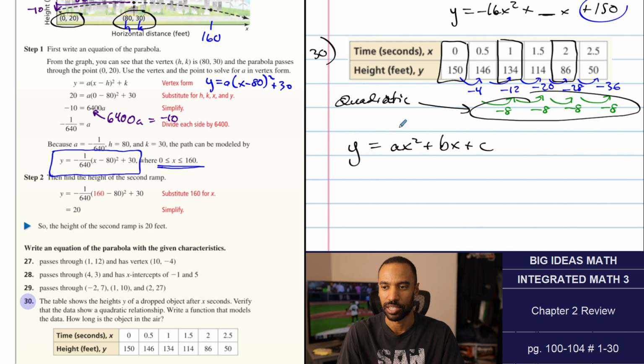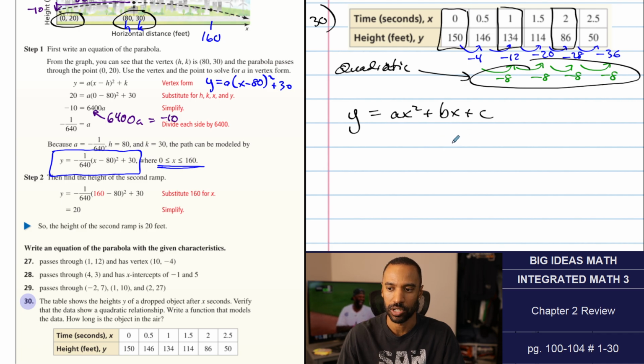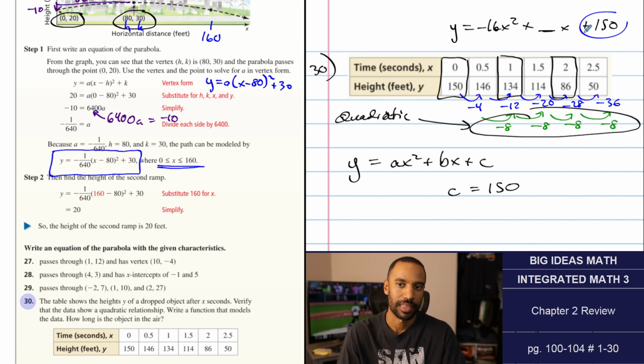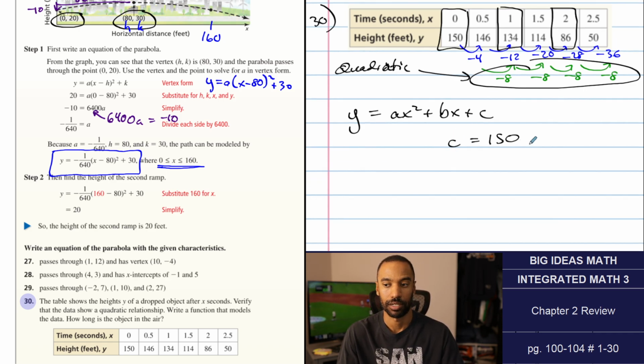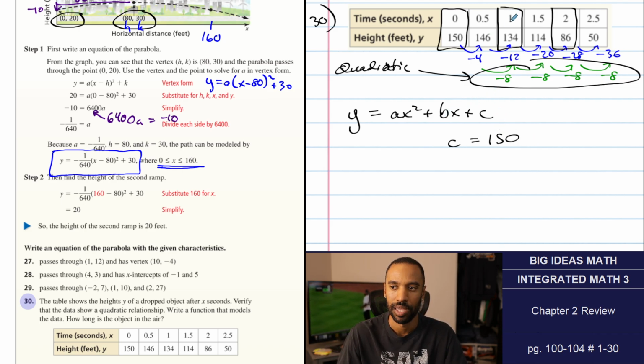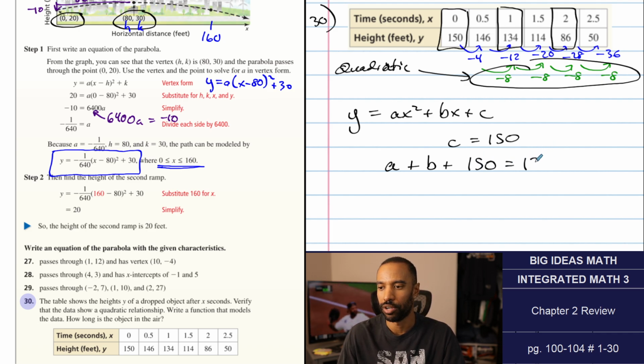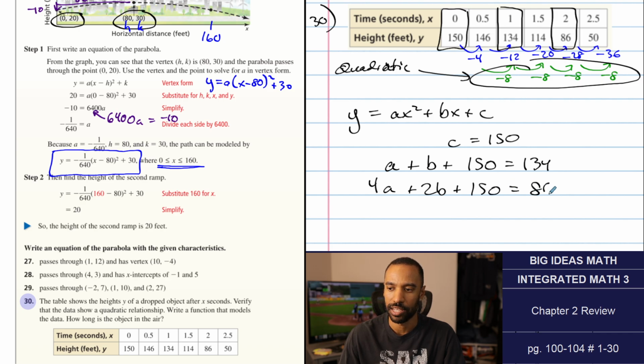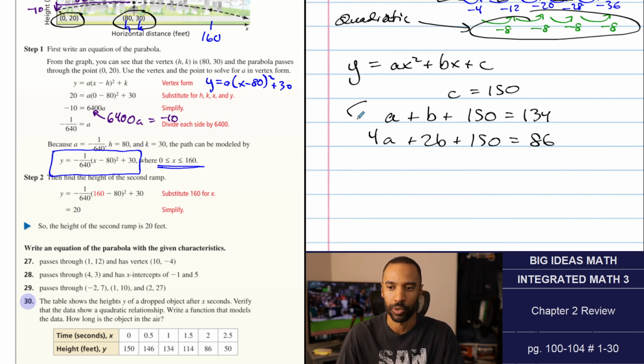Now, the first equation will be easiest. A times 0 squared plus b times 0 plus c is just leaving c by itself, and you get an equation that says c equals 150, which makes sense. This will be our y-intercept. So I'm automatically going to solve using substitution by plugging in 150 for c in the next 2 equations. I plug in 1 for x here and get a plus b plus c equals 134. Now I plug in 2 for x and get 2 squared, 4a plus 2 times b plus c equals 86. So this is now technically just a system of 2 equations.